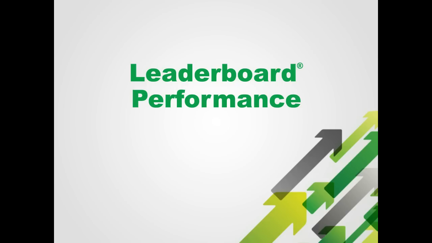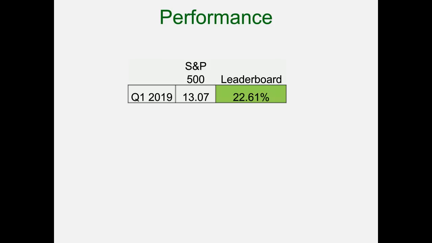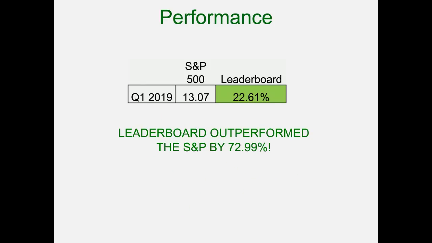Well, in Q1, the S&P was up 13% and Leaderboard was up 22%. We're talking about a significant outperformance to the tune of almost 73%. And that's on top of 2018, where we ended the year up almost 12%. I think the S&P was down about 6.5%. So that was gratifying, to really outperform in a very tough market when, as we noted, a lot of funds and all sorts of money managers were really having a tough time in that fourth quarter.